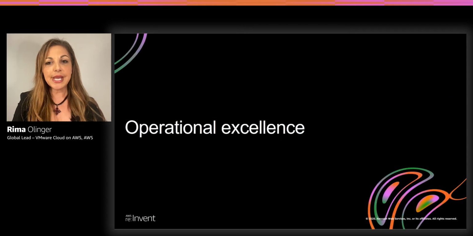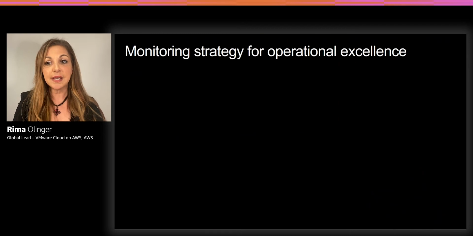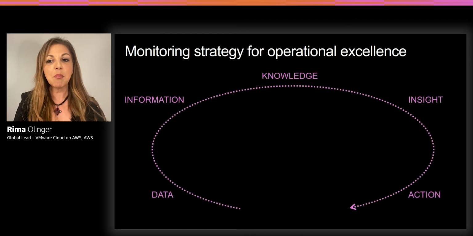If we could zero in on the first area, which is operational excellence. The first step in modernization is to ensure customers have this efficiency. With VMware Cloud on AWS providing the operational consistency, customers can seamlessly adopt AWS's monitoring and observability framework and services to achieve operational excellence in the cloud.